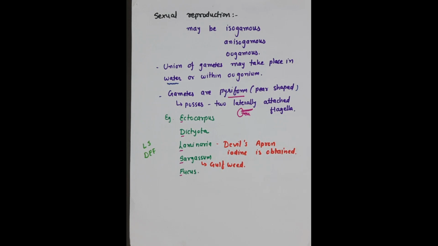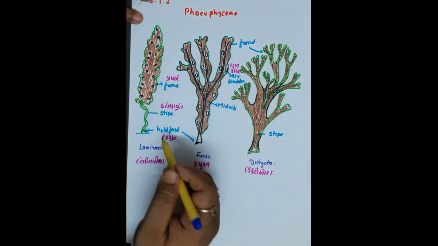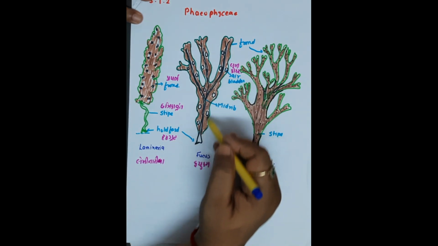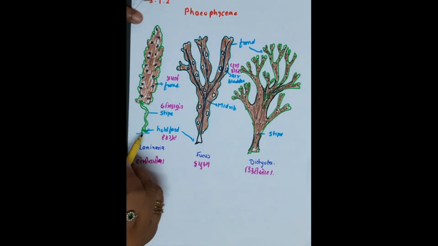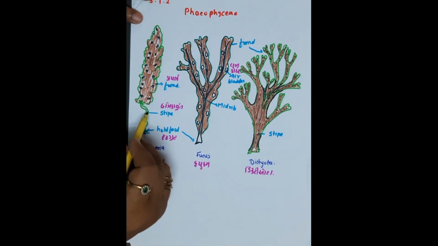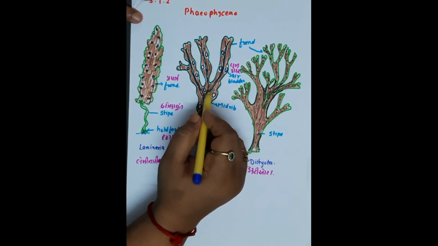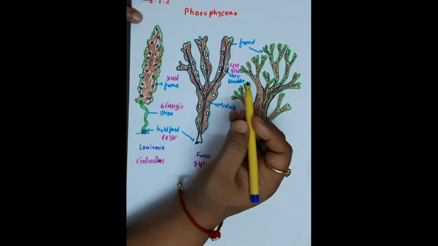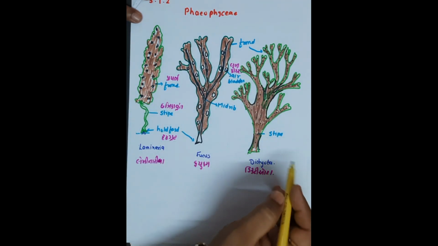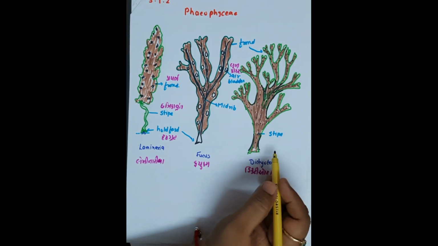Okay, so let's see some examples. These are Phaeophyceae examples. First this is Laminaria, this is Fucus, and this is Dictyota. In Laminaria you can see this is the holdfast, this is the stipe, and this is the frond. This is Fucus, this is the main midrib, and here it has an air bladder which stores air and helps in floating. And this is Dictyota. Okay, so this is about Phaeophyceae.